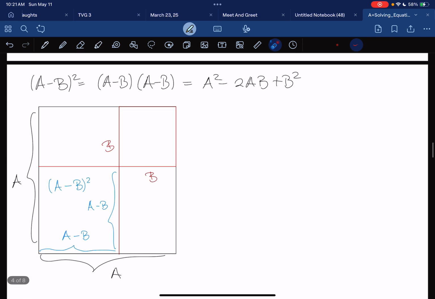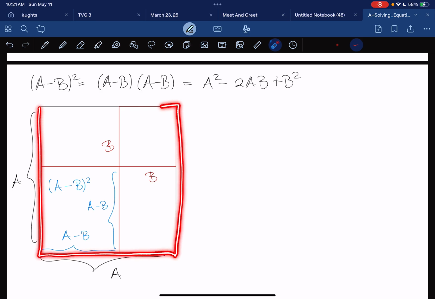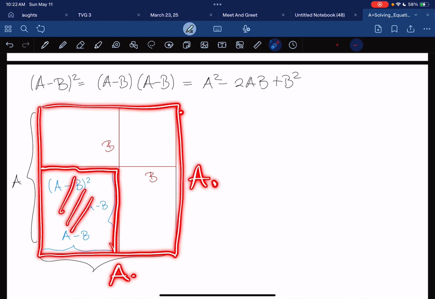Our third identity is going to be a minus b squared. Okay, so imagine we have a total rectangle. Instead of being a plus b, our rectangle is going to be a base a, and a height a, okay? Not a plus b. And now what we want to do is we want to find the area that's right here.